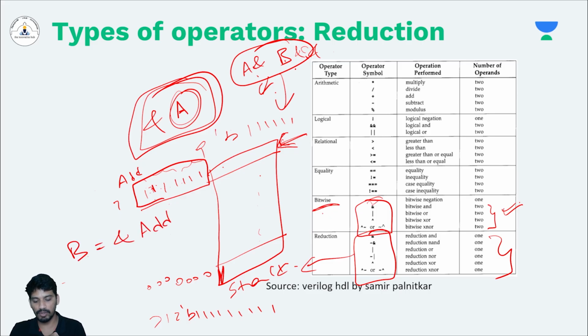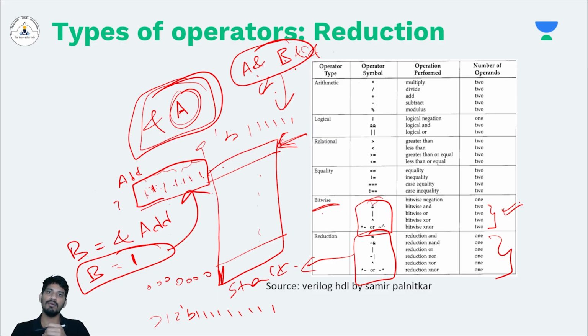So what does it do? It will perform AND of all these operands, then it will give me an output. It will give an output 1 only when all the bits inside my address are 1, right? So this way, you can directly write two lines like this: b is equal to &address. Now this address can be any number of bits.